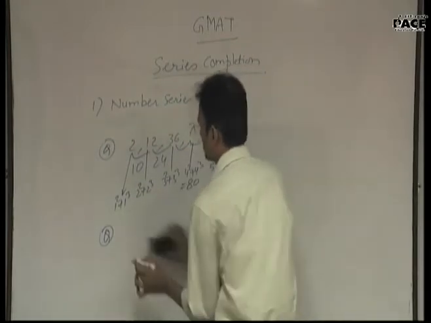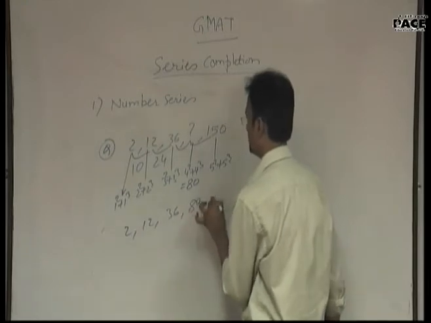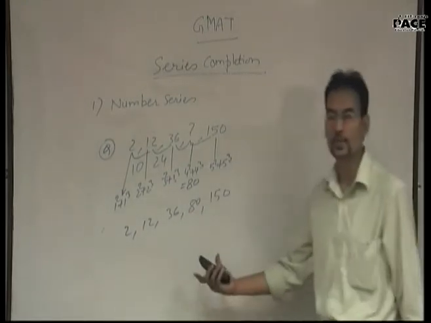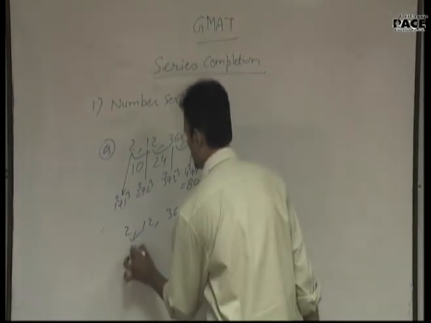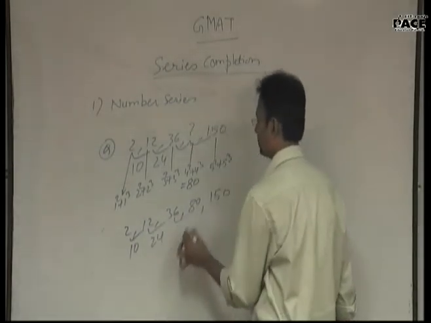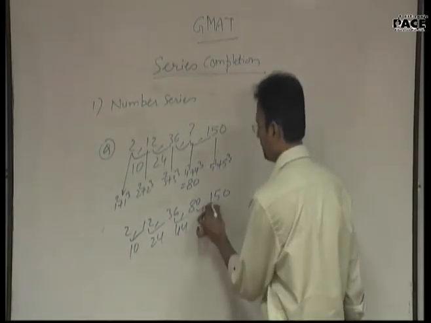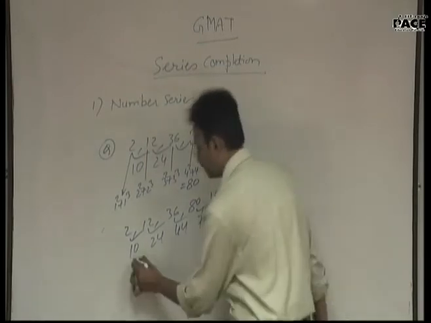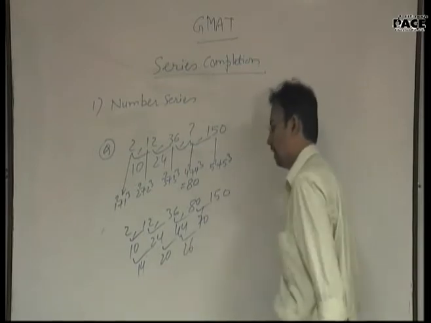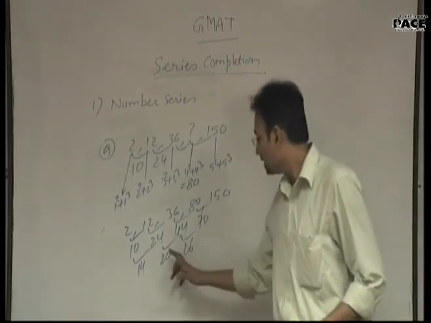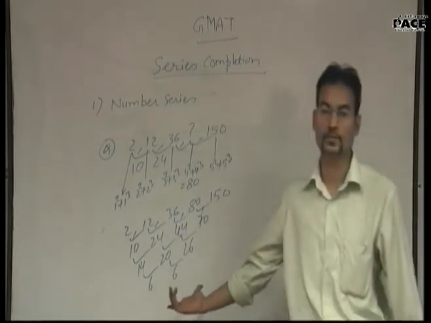Suppose in the same question we put 80 here. What we can do after putting 80 from the options? The difference is now 10, 24, 44, and then 70. Now again, if we take the difference, that is 14, 20, and 26. Now, with the help of this, the difference is constant in the third difference of difference.